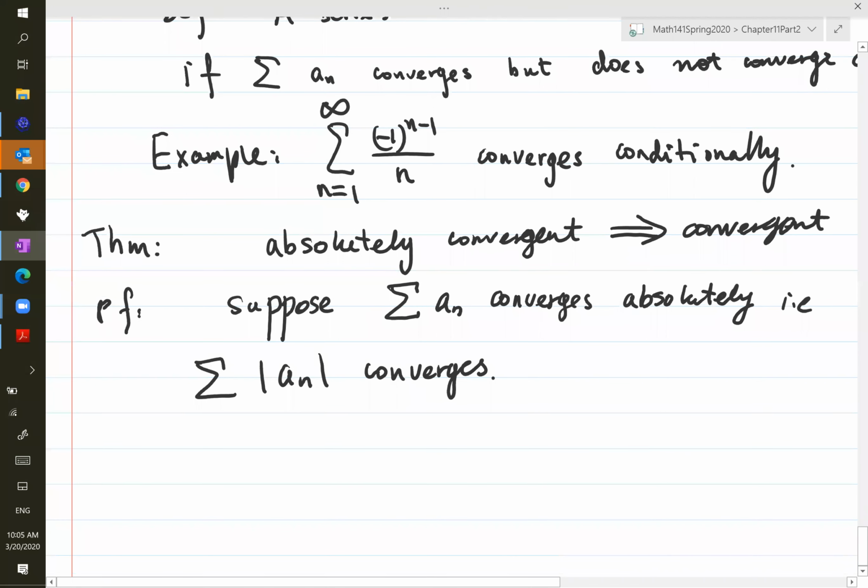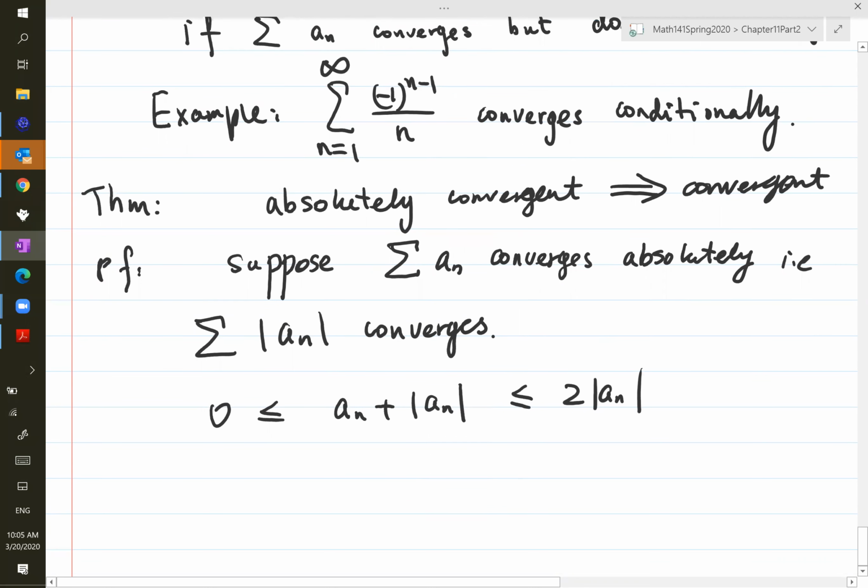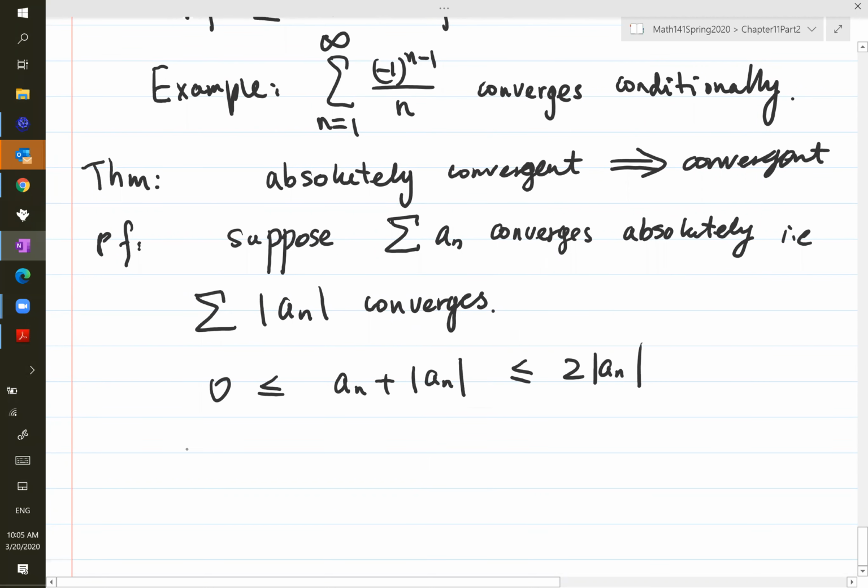Okay, now we have 0 is less than or equal to a_n plus |a_n|, which is less than twice |a_n|. Okay, so we know the right side actually. So here the series of a_n plus |a_n|, the partial sum is increasing because every term is positive. It converges.